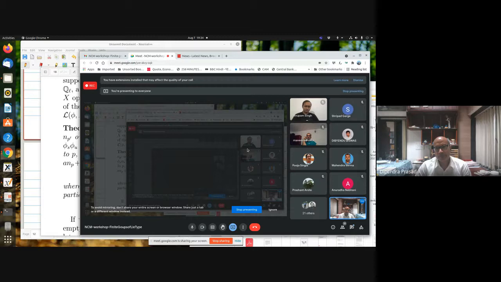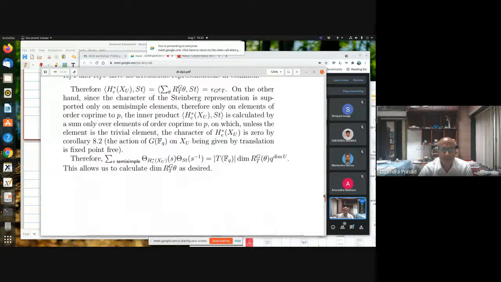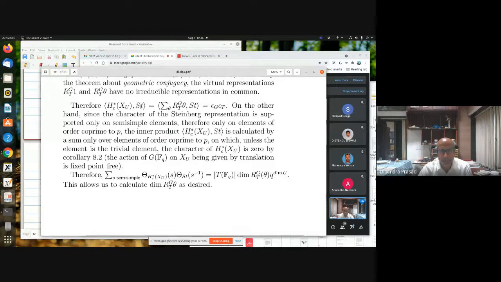That formula is immensely more complicated if the action you are taking has these wild components, coprime to p and power of p. But if it is semi-simple, then it is good. So the trick which one uses is that one calculates the inner product with the Steinberg, but the Steinberg character is non-zero only on semi-simple elements. So I think somehow one wins there.